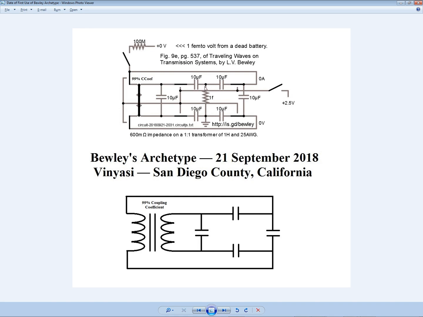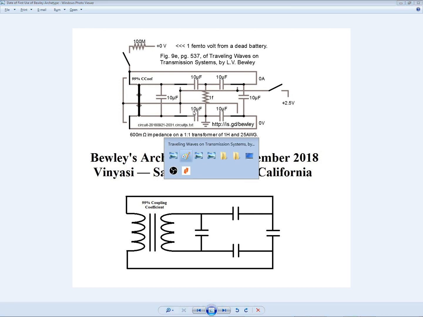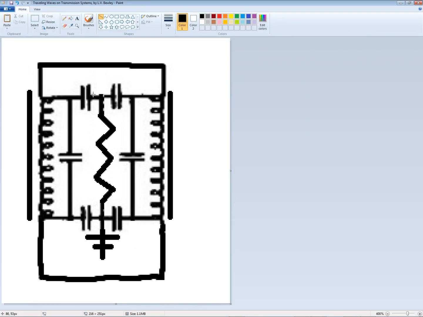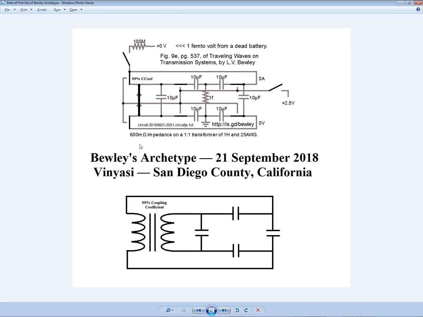Anyway, so here's my ground plane resistor in the middle, and my 2 shunt capacitors on either side, top and bottom. Here, here, and here and here. And then I have my 2 parallel capacitors flanking the resistor. Here, 10 microfarads, and here, 10 microfarads.